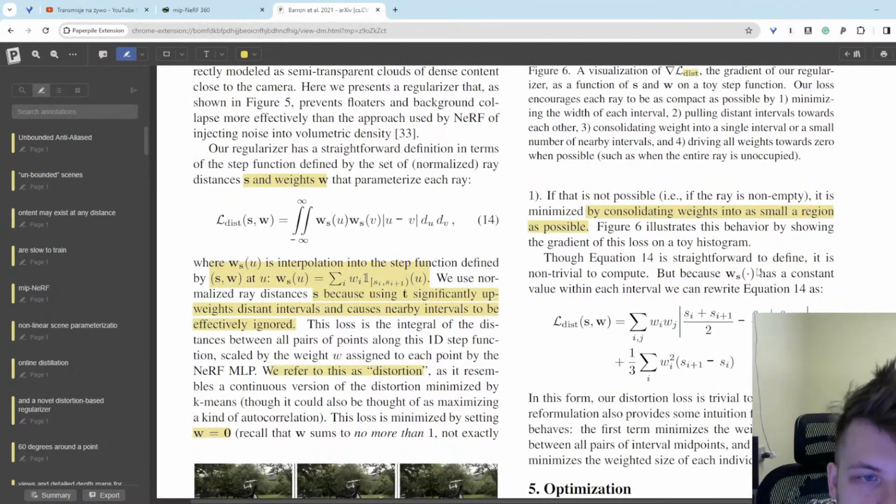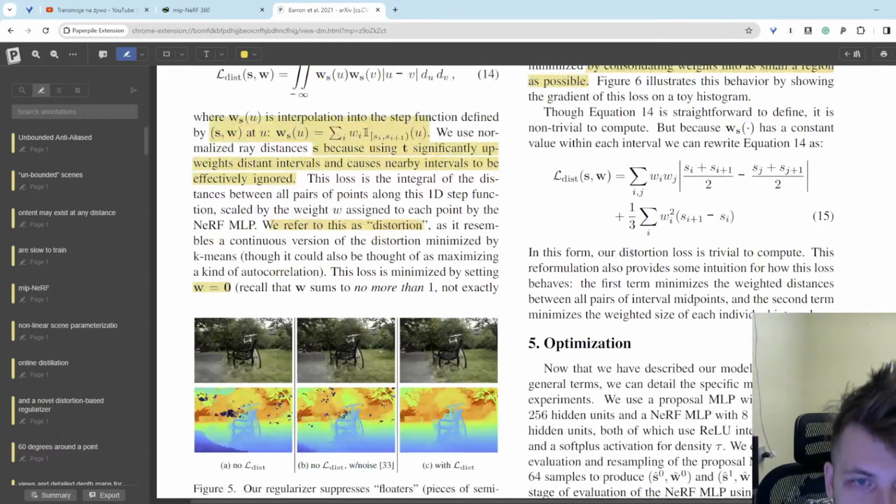The equation 14 is straightforward to define. This is non-trivial to compute because WS has a constant value within each interval. We can rewrite equation 14 as, this is the actual computed version. So this is the difference between the middle of this interval and the middle of this interval. This is the difference, and this is just the difference inside of the one interval. And these are the weights for them. So this is the middle of the interval, this is the difference between the center of two intervals. In this form, our distortion is trivial to compute.